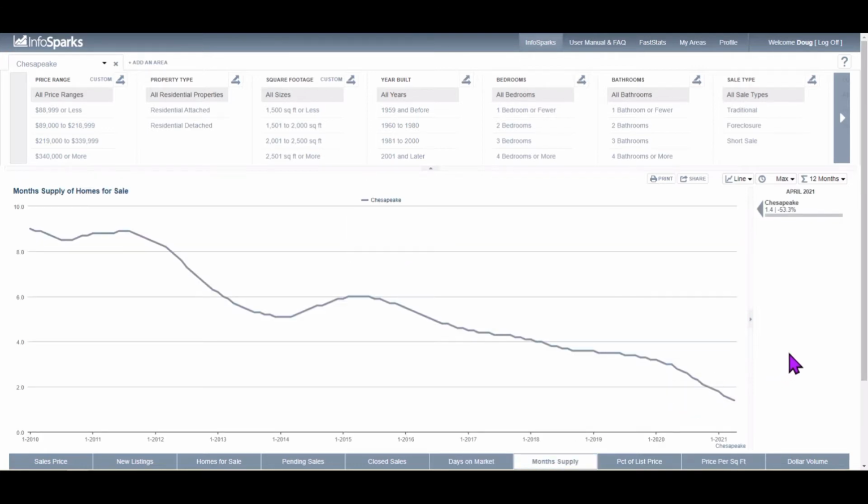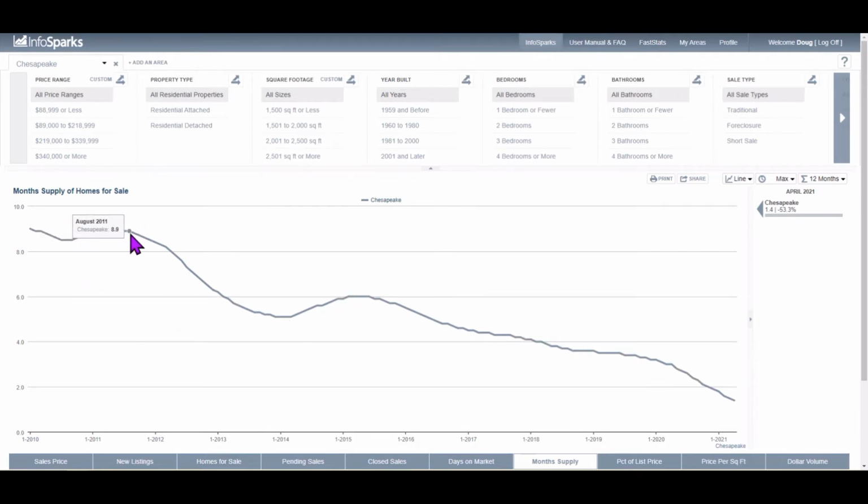Bam, that trend line down 53.3%. 1.4 months of inventory, meaning that if you wanted to sell your house, knowing what the other properties are on the market, there's only 1.4 months of properties currently on the market right now. Normally 6 to 8 months of inventory. We're at 1.4, and there you can see, once again, normal market.